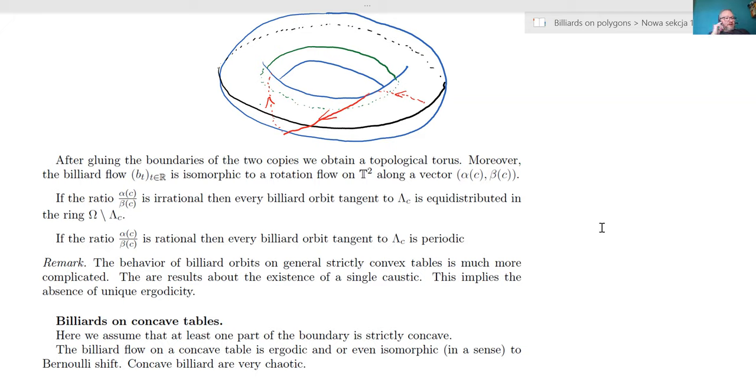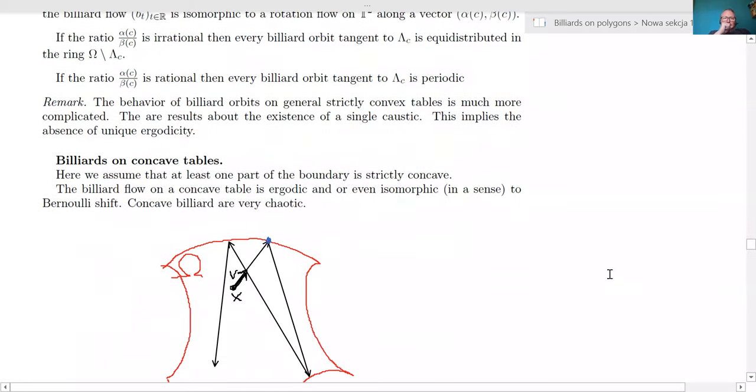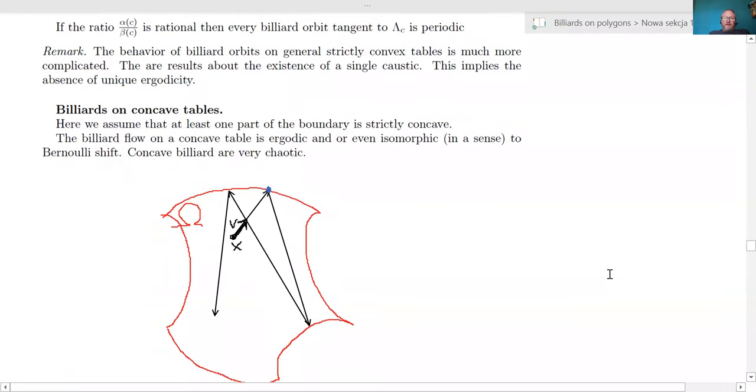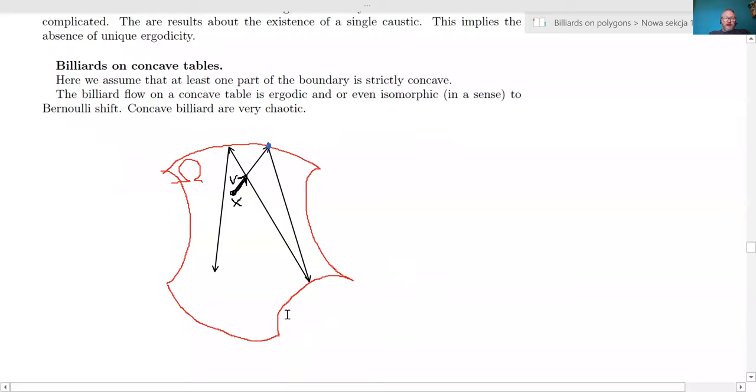And the type of billiards which I would like to mention, but only shortly, are so-called concave tables. A concave table is a table for which at least one curve is concave. This is exactly the situation which we see here. There are exactly three parts of the boundary which are concave. And this is a very important class of billiards. They appear in so-called physical billiards.